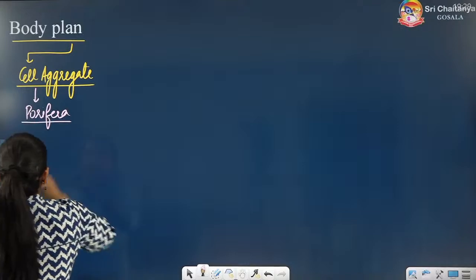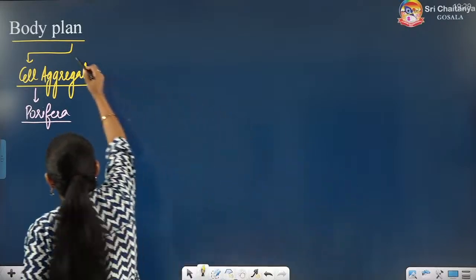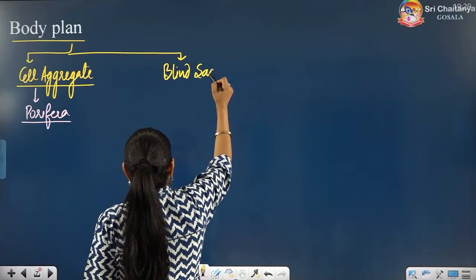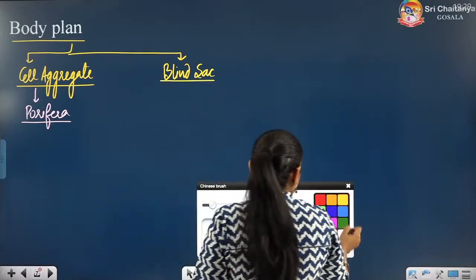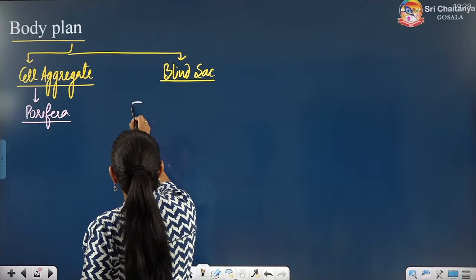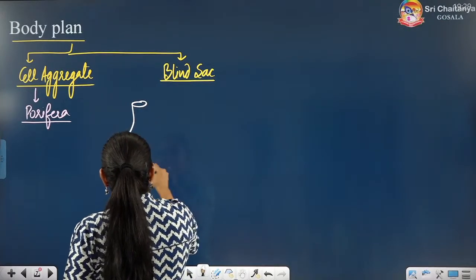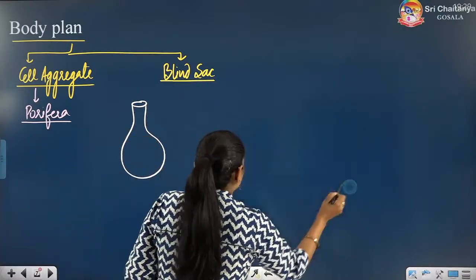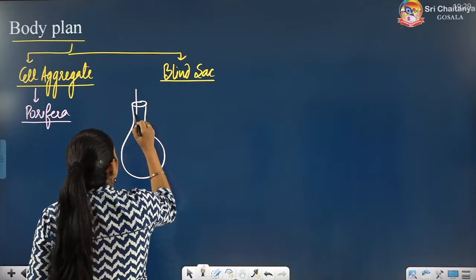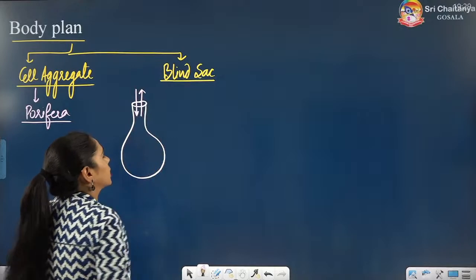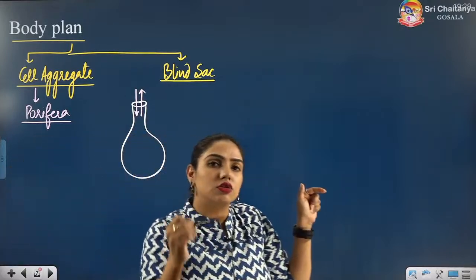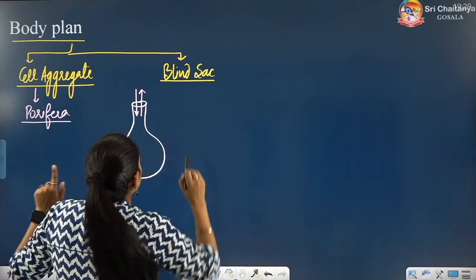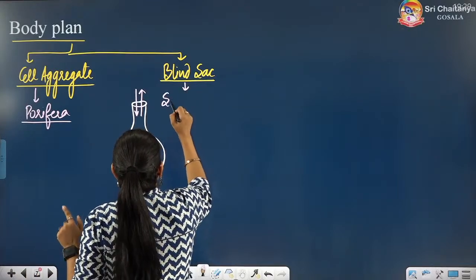We have seen this body plan in the Porifera phylum. Alright. If we talk about another body plan, that is known as the blind sac body plan. In case of the blind sac body plan, we will be seeing a single opening in the body, and the body looks like this. So this single opening is for ingestion as well as for egestion. If anything is coming into the body, it is through this opening, and anything which is going out is also through the same opening.